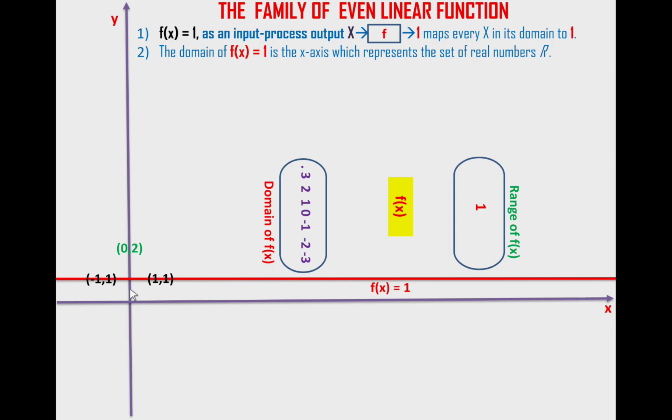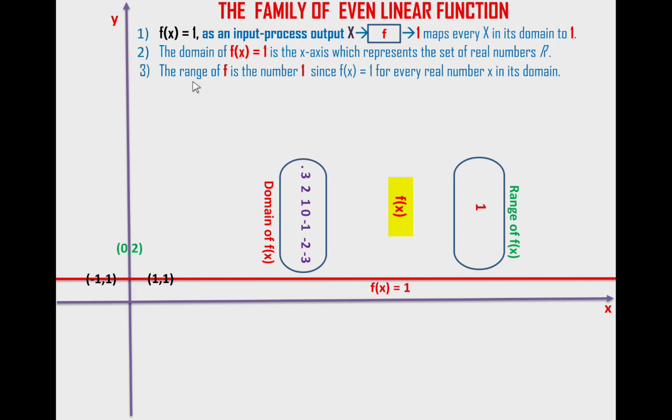The only difference between the x-axis and f of x equal to 1 is that the y-intercept is equal to 0 for the x-axis, and the y-intercept for f of x equal to 1 is 1. Now that we talked about the domain, being the set of real numbers, of which we presented just a few points from the x-axis, the range is our next characteristic.